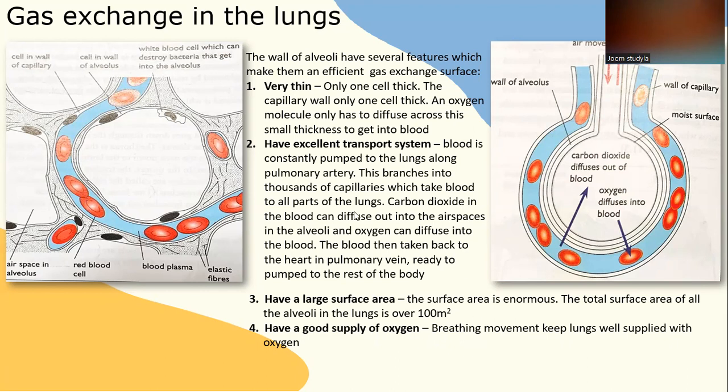So this is a diagram for your reference. If you can see very detailed about the alveoli, you can see there is a wall of alveolus, where carbon dioxide diffuses out of the blood from here, and oxygen diffuses into the blood. When the oxygen comes in, oxygen diffuses into the blood and produces carbon dioxide. That carbon dioxide diffuses out of the blood, and they have a moist surface, and this is the wall of the capillary.